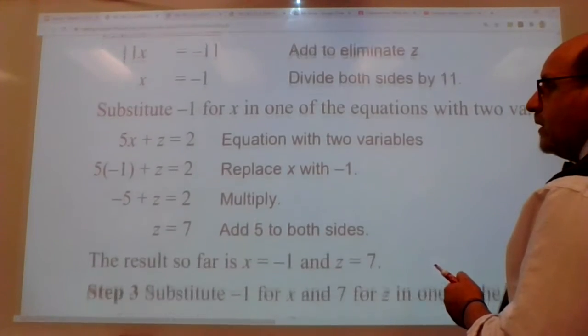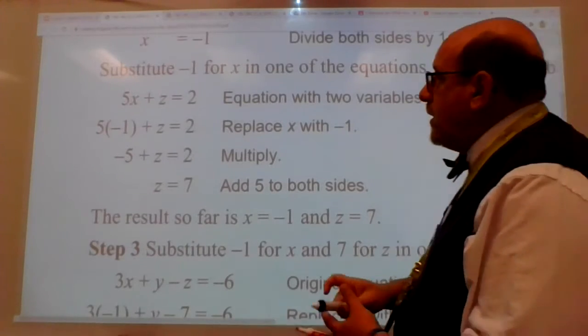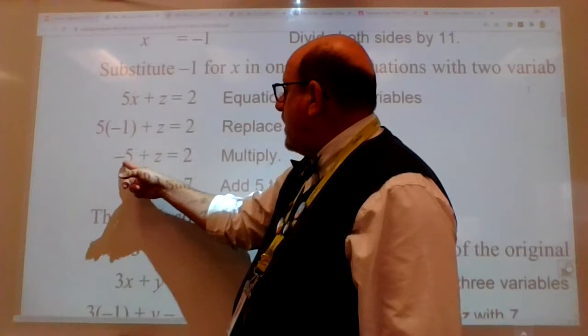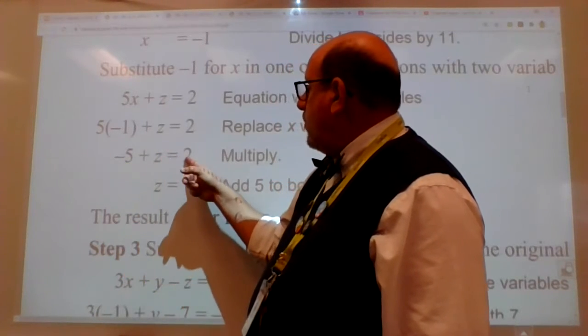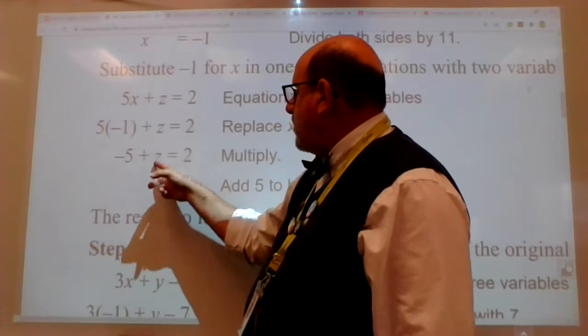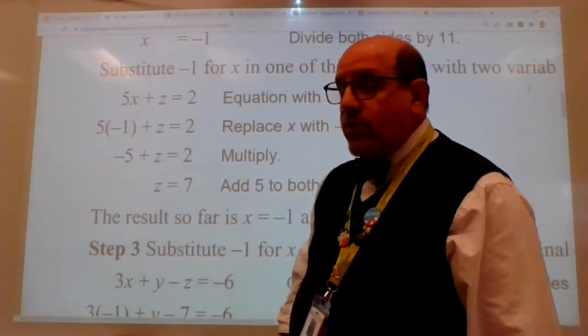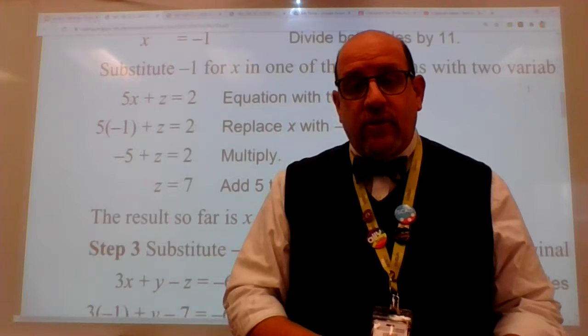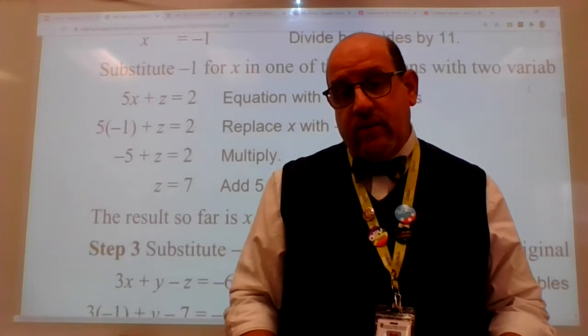And there we go. Here it is. We plugged the negative 1 back in. So 5 times negative 1 is negative 5 plus z equals 2. Now we add the 5 to both sides, and z equals 7. Great. Now we have x and we have z.